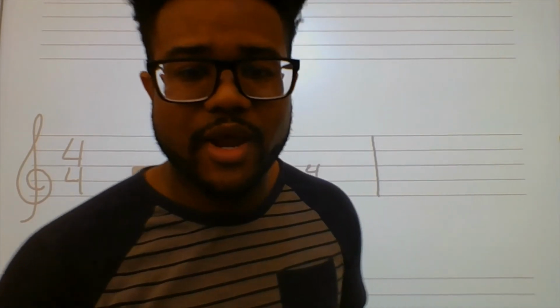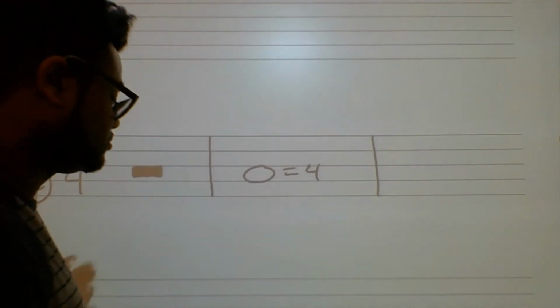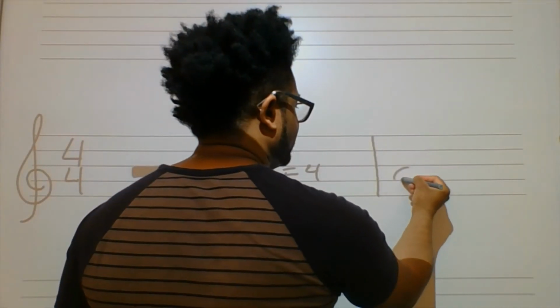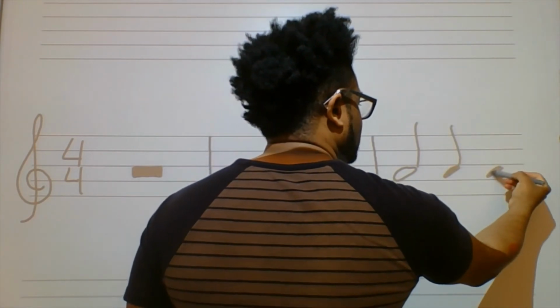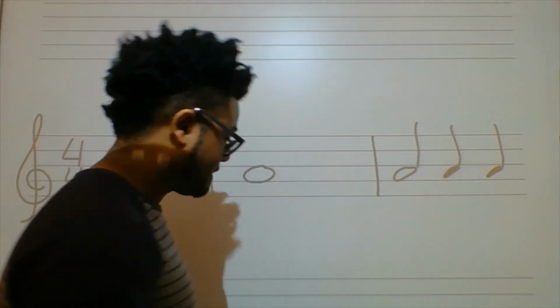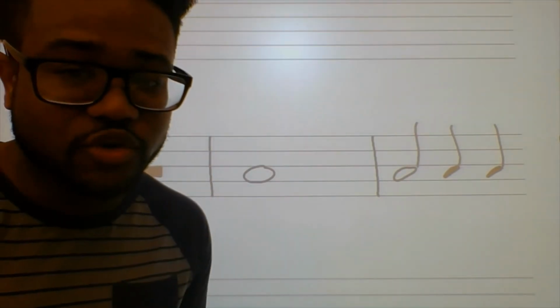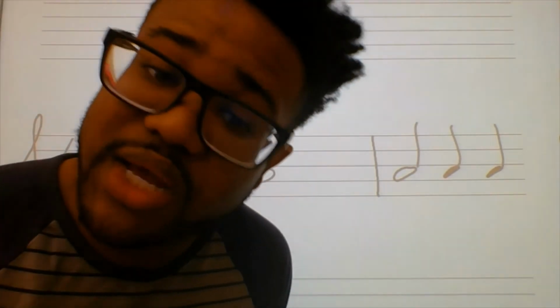I'm going to draw some music on the board. Let's see if we can clap it out. Let's add a half note, a quarter note, and a quarter note. All right, let's do it, everybody. Did we forget something? Yes, we did. Let's write in the counts.